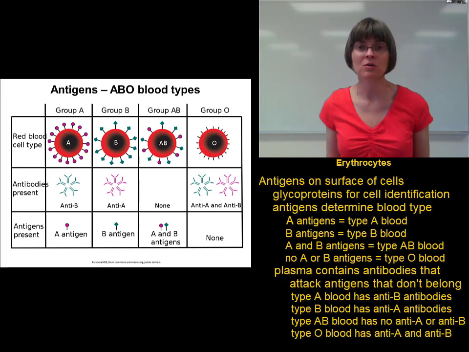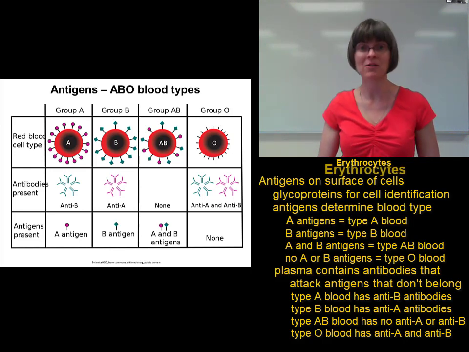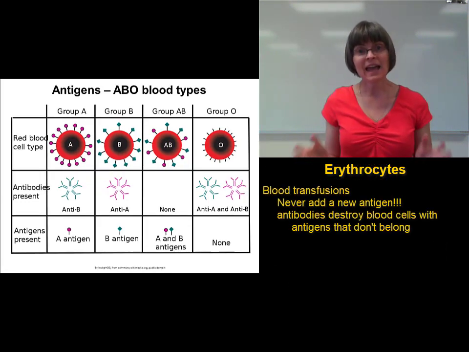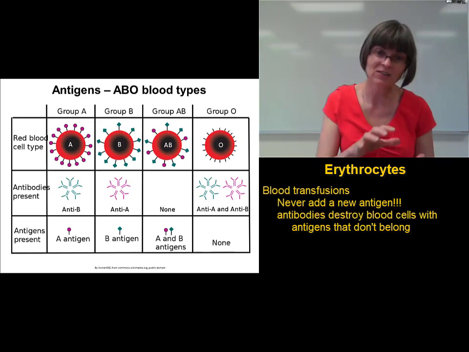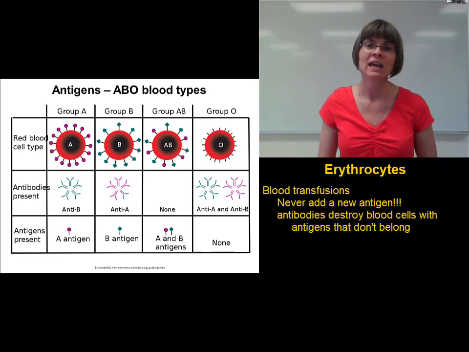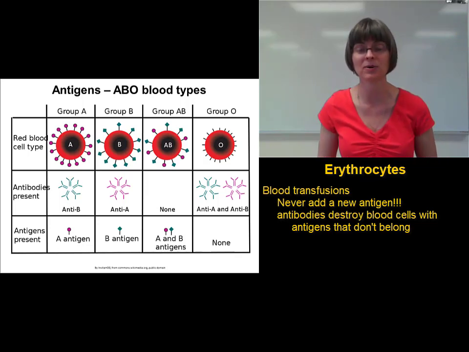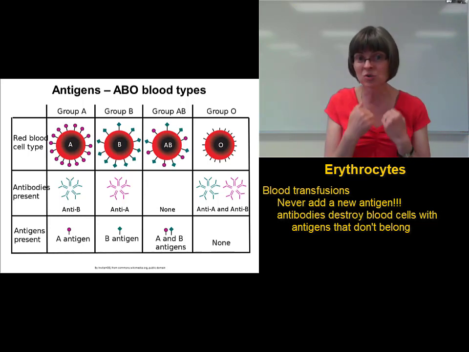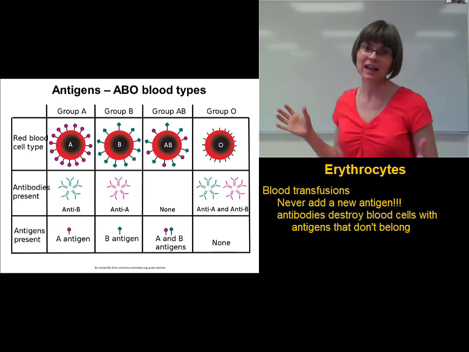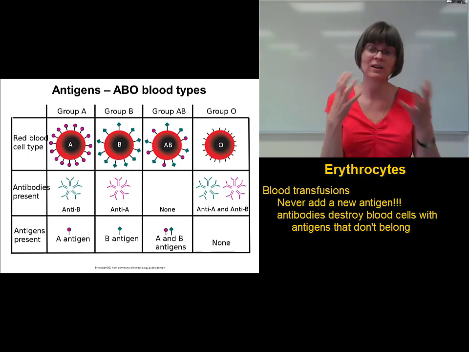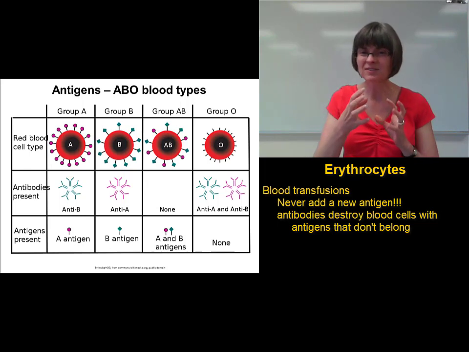So this is all really cool, but why do we care? Well, there's a really important reason we care about antigens in blood cells, and that's because it's important when it comes to blood transfusions. Since the antibodies in a person's plasma will attack and destroy any blood that doesn't belong, it's important to make sure that you never add new antigens into a person's body. If you add blood that has a new antigen into a person's body, their antibodies will attack that blood.